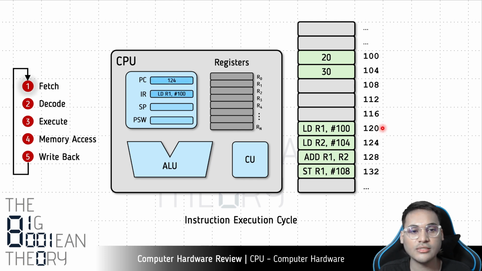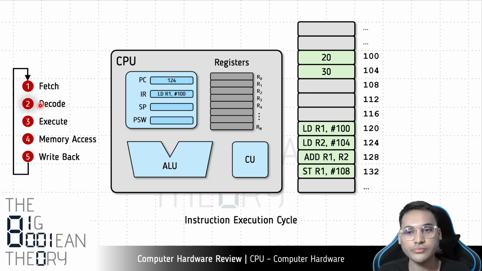As you can see, this instruction has been loaded into the instruction register. And one important thing: the program counter has been updated. It has been incremented to point to the next instruction, that is 124. This is the next instruction that will be executed after the current one is finished. So this is the fetch step.